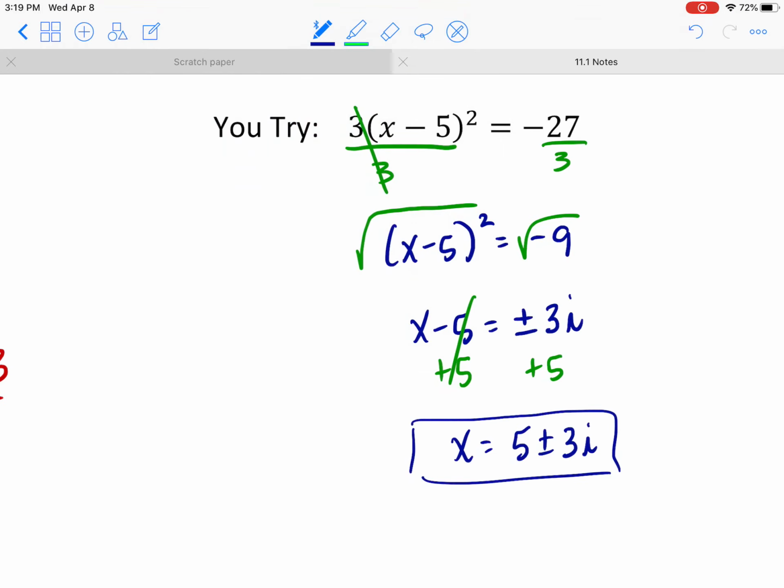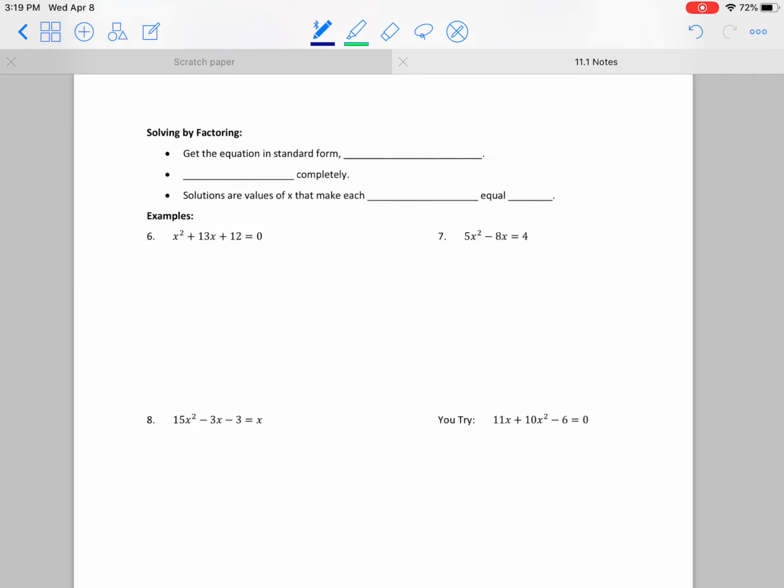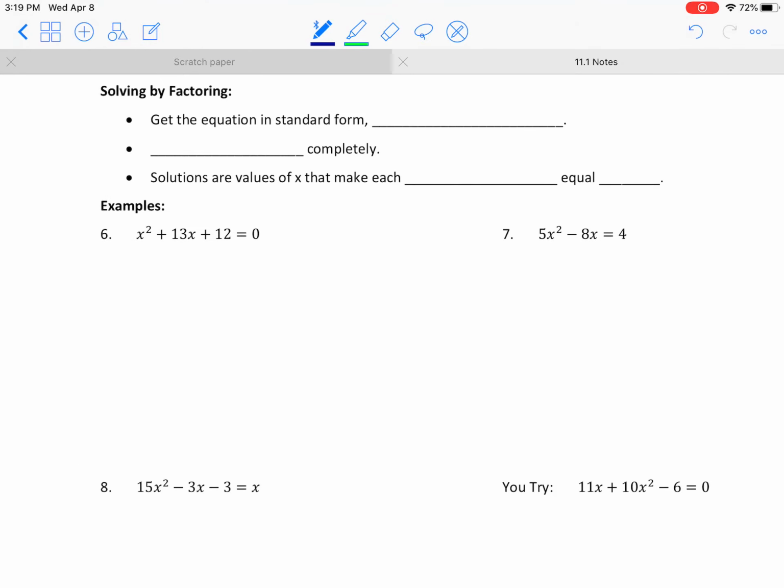Now, if you wrote plus or minus 3i and then plus 5, it's not wrong. Remember, the standard form for a complex number says put the real part first and then the imaginary. So it's a little more proper to leave it this way. So these are our two complex solutions for that equation.